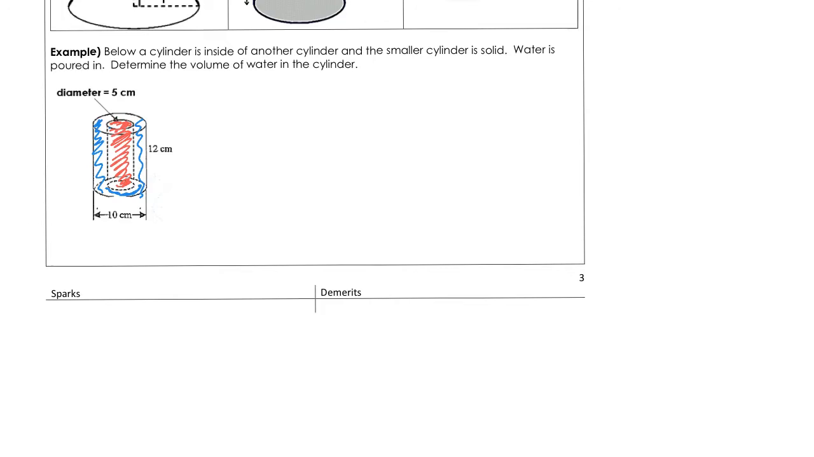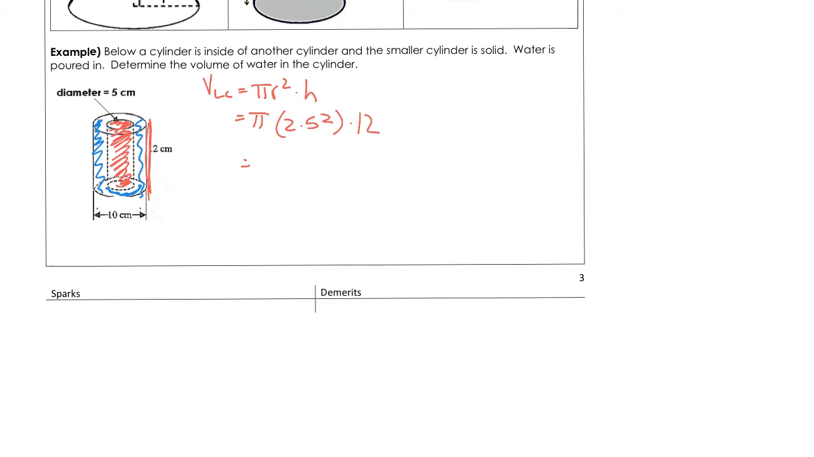So I need the volume of two cylinders in this picture. I need the big cylinder and the smaller red cylinder. I'm going to start with the smaller red one. So the little cylinder's volume, if I look above at the volume equations, it's the area of the base, pi r squared, times the height. The radius of that smaller cylinder, diameter is 5, so 2.5 is my radius. So 2.5 squared times the height, which is 12. There's the height.